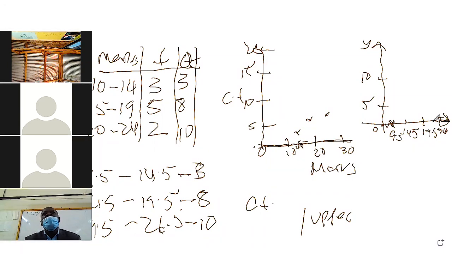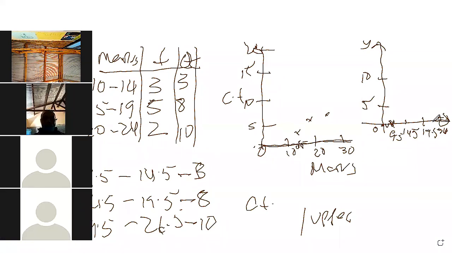We should always, the origin must be at 0, 0. The origin must be at 0, 0. Because that will be translating the graph.